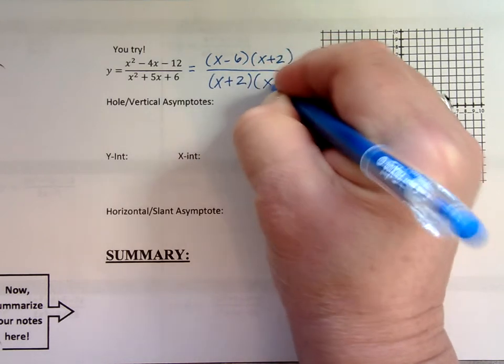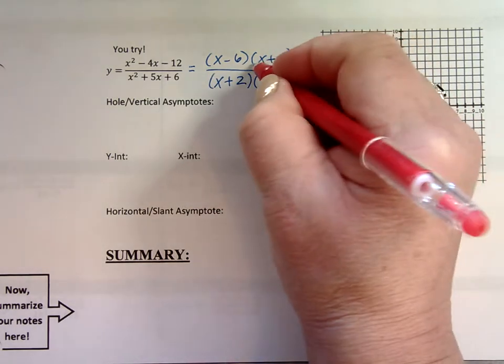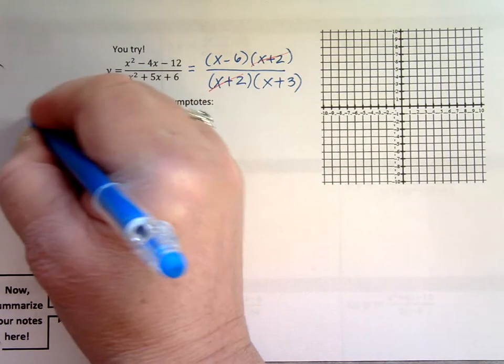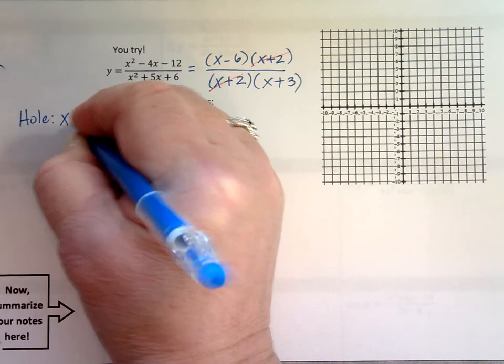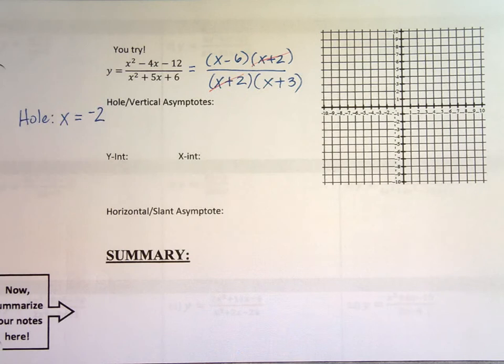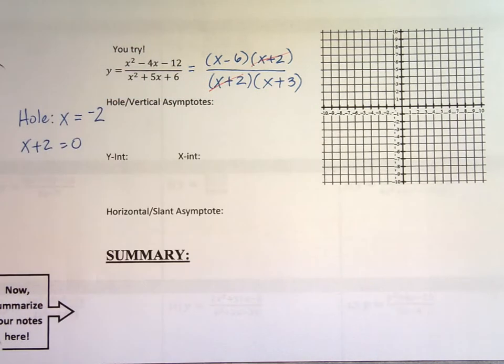Whoa, check it out, I got a hole. I got an x plus 2 here and an x plus 2 there. I'm going to cancel those, and I'm going to talk about a hole. My hole is at x equals -2, because that's when x plus 2 equals 0. Take the group you got, set it equal to 0: hole at x equals -2.